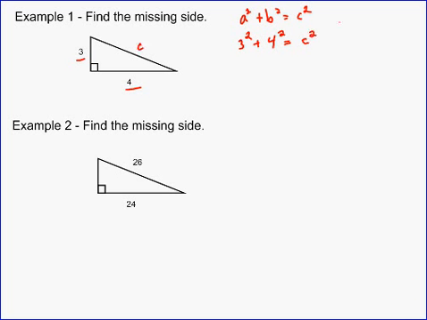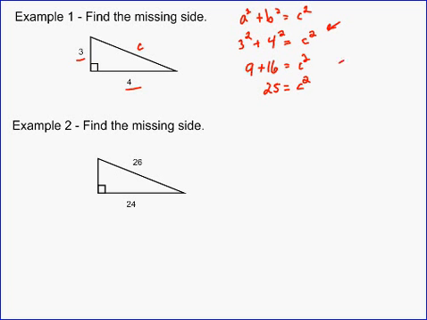Now, this is going to give us c squared, which is something that we need to pay attention to because we don't want c squared. We want what is c, not what is c squared. So we're going to have to do something in a second. So 3 squared is 9, 4 squared is 16, and that equals c squared. So 25 equals c squared. We don't want to know what c squared is. We want to know what c is. So c is just the square root of c squared.